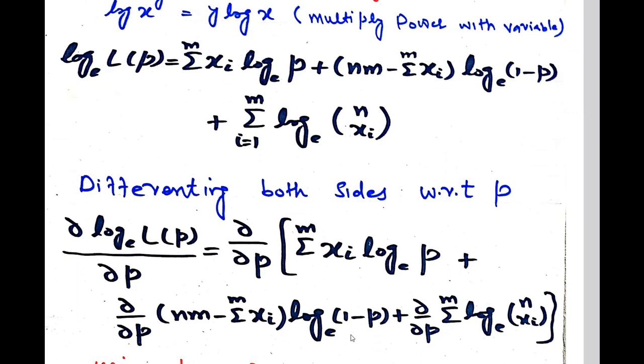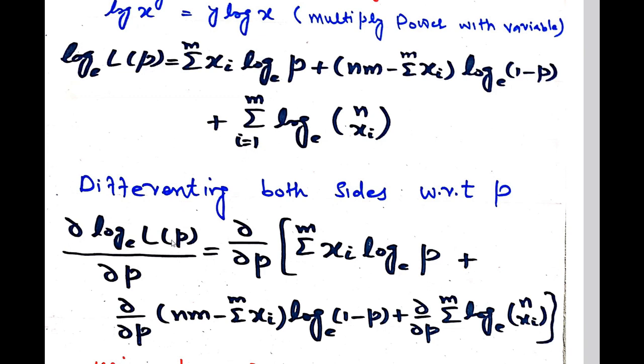Differentiating both sides. After applying the logarithm, the third step is to take the derivative of both sides with respect to p, because we want to calculate parameter p. So in this question we calculate MLE for parameter p. So apply the differentiation function with respect to p.